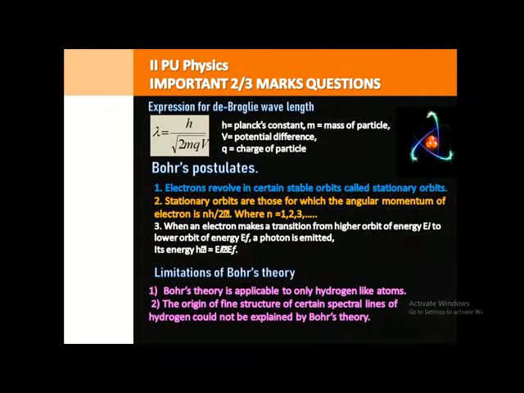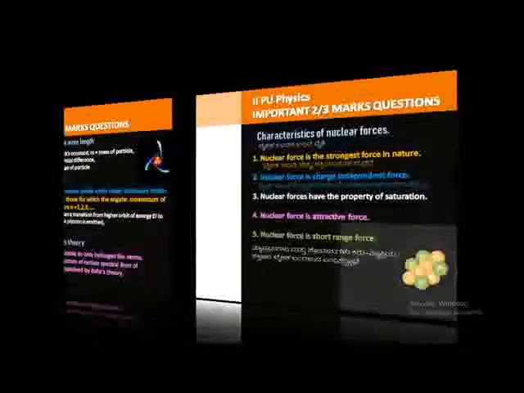Next, limitations of Bohr's theory. Number 1, Bohr's theory is applicable only to hydrogen-like atoms. Second, the origin of the fine structure of the spectral lines of hydrogen could not be explained by Bohr's theory. These are the limitations of Bohr's theory.